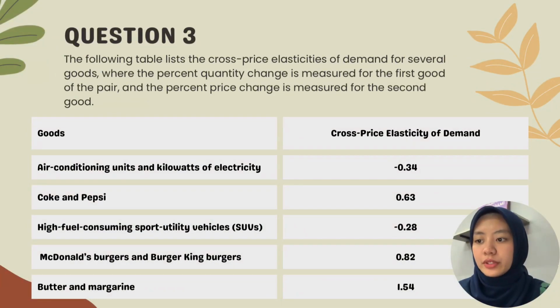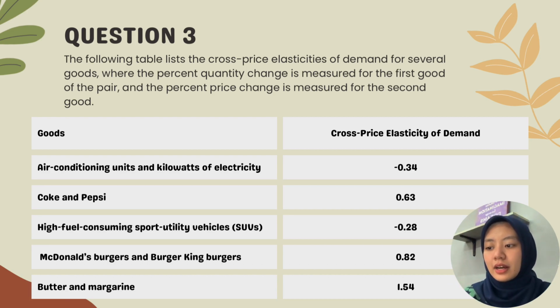Question number 3, which is the cross price elasticities of demand for several goods, where the percent quantity change is measured for the first good of the pair and the percent price change is measured for the second good. Cross price elasticity of demand: air conditioning units and kilowatts of electricity, negative 0.34; Coke and Pepsi, 0.63; high fuel consuming sport utility vehicle, negative 0.28; McDonald's burger and Burger King burgers, 0.82; butter and margarine, 1.54.